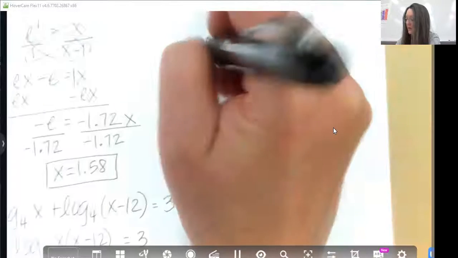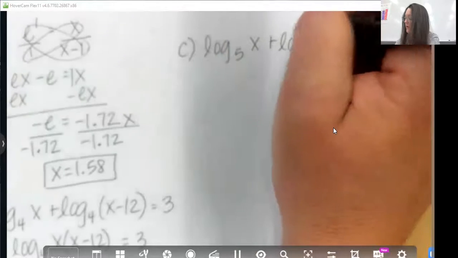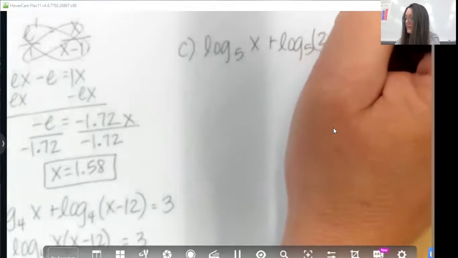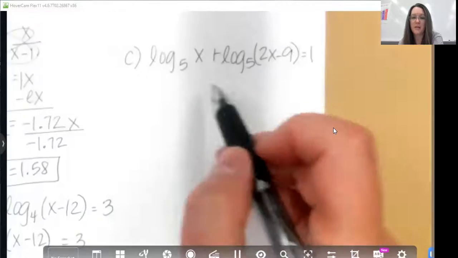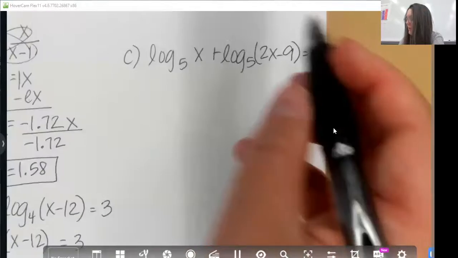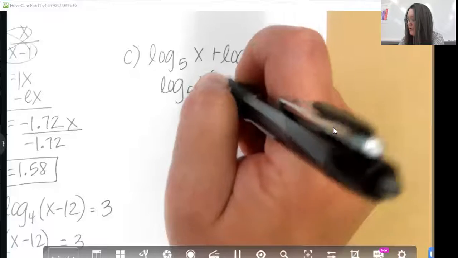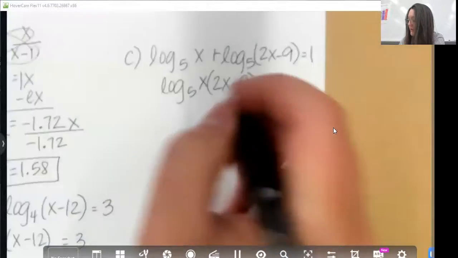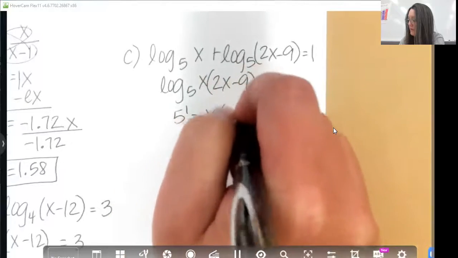We have log base 5 of x plus log base 5 of 2x minus 9 equals 1. All right, so my first step is I want to condense. I'm adding, so we're going to multiply. So we have log base 5 of x times 2x minus 9 equals 1. Now I want to write it as an exponent. 5 to the 1 power equals x times 2x minus 9.